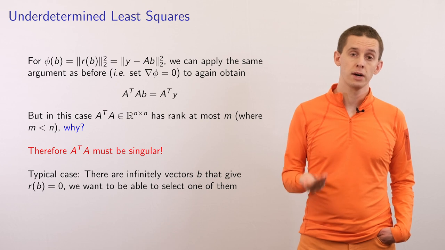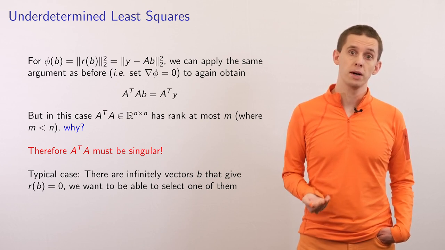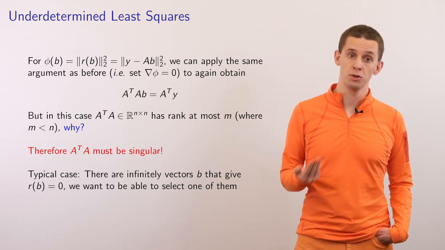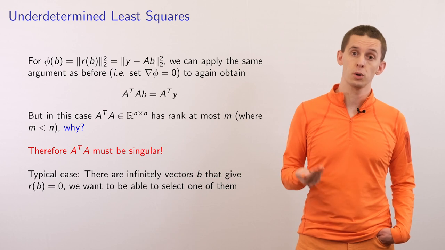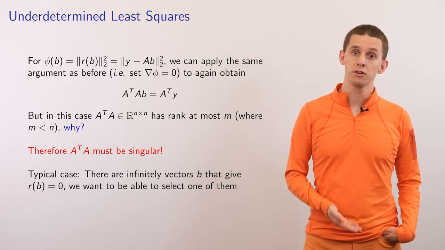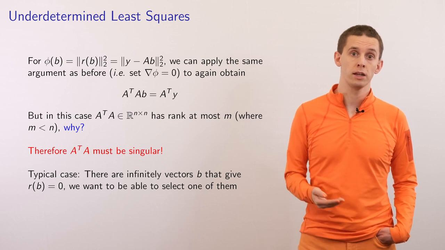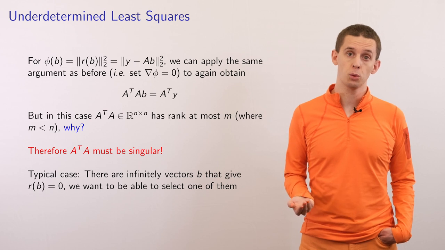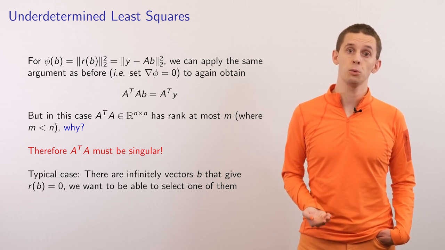So if we now try and apply the least squares methods to this system, then we first write down phi of b is equal to the square Euclidean norm of the residual. And so that would be the square Euclidean norm of y minus Ab. And we could apply the same arguments as before, setting the gradient of phi equal to 0. And we'll arrive again at the normal equations, A transpose A b equals A transpose y.